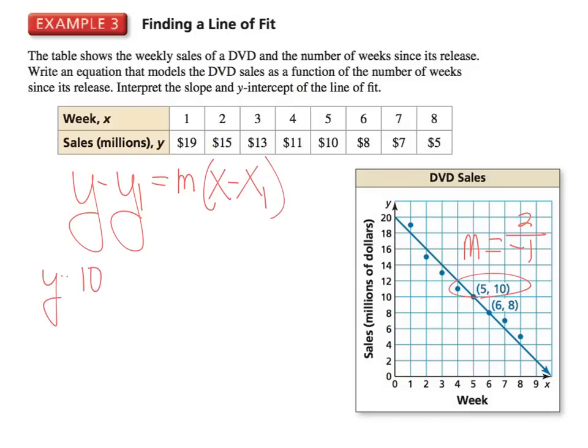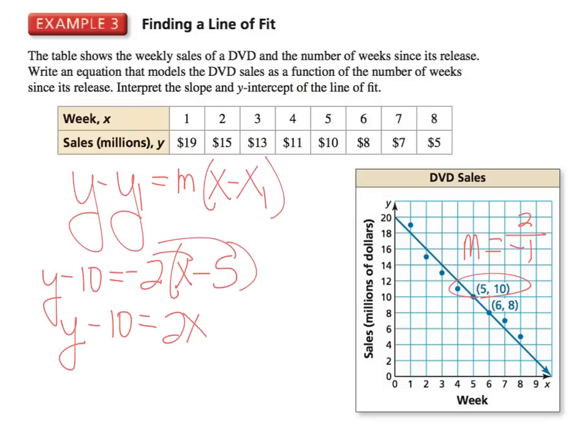y minus 10 equals negative 2 multiplied by x minus 5. I'm going to simplify this. So negative 2x plus 10, and then I add 10 to both sides. That gives me y equals negative 2x plus 20. So there's my equation. But I'm not done. We have to interpret the slope and the y-intercept.